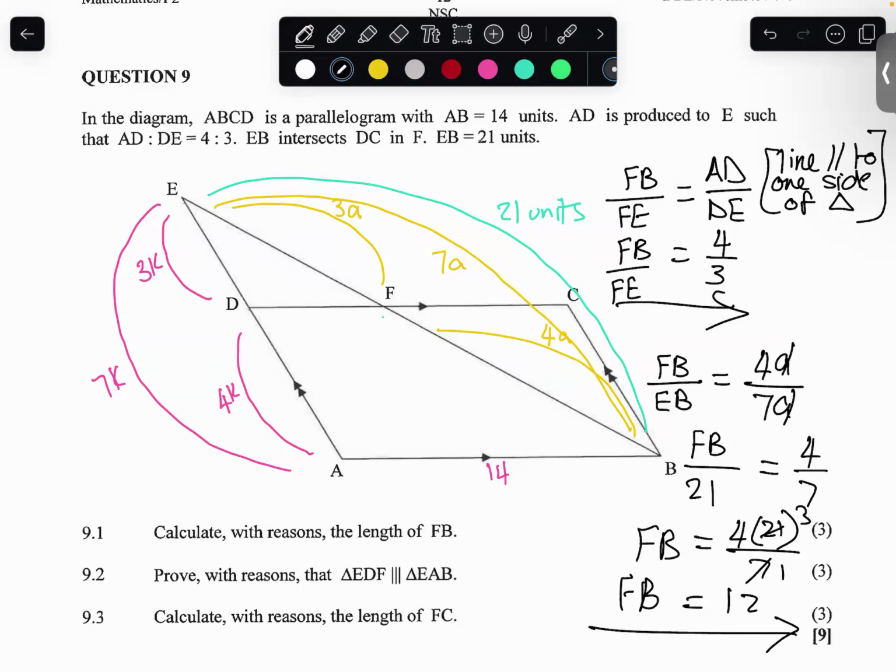I'm going to take this out. I'm going to put this in. That's 12 units, which automatically makes EF 21 minus 12. I hope that makes sense. Okay, 21 minus 12, which gives me this to be 9 units. All right. Let's take out all of this.